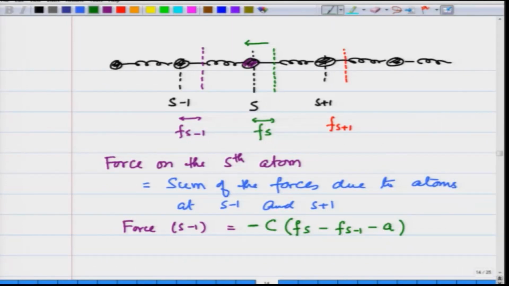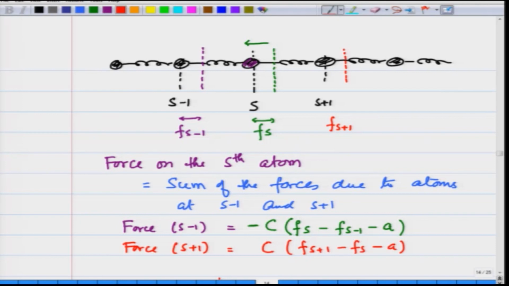Now, let us write the force due to s plus 1. This would be equal to f_{s+1} minus f_s times c. Let us see again what the direction would be. If f_{s+1} minus f_s is positive, that means this is stretched, right, then again the spring will try to go back to its original position, and therefore it will pull this sth atom to the right. So, this direction is correct.